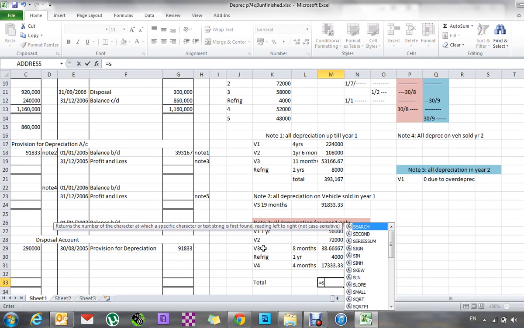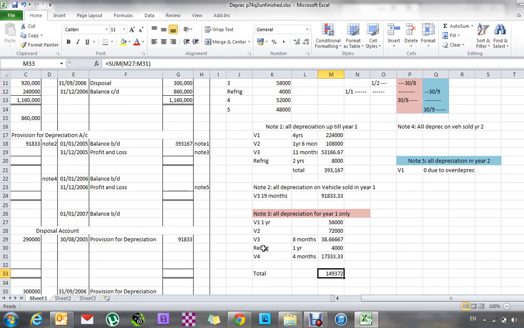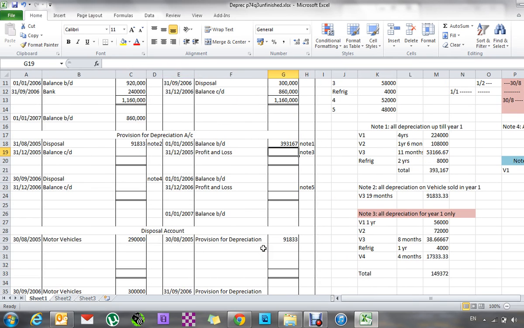So the total is adding all those numbers together, and that's the figure that I'm going to put in for note number 3. That's M33, so I'll put that in over here. Okay, now I can go and balance this. If I add up these two sides, the difference in the two sides is my balance, which I have brought down to next year, which is that figure there.